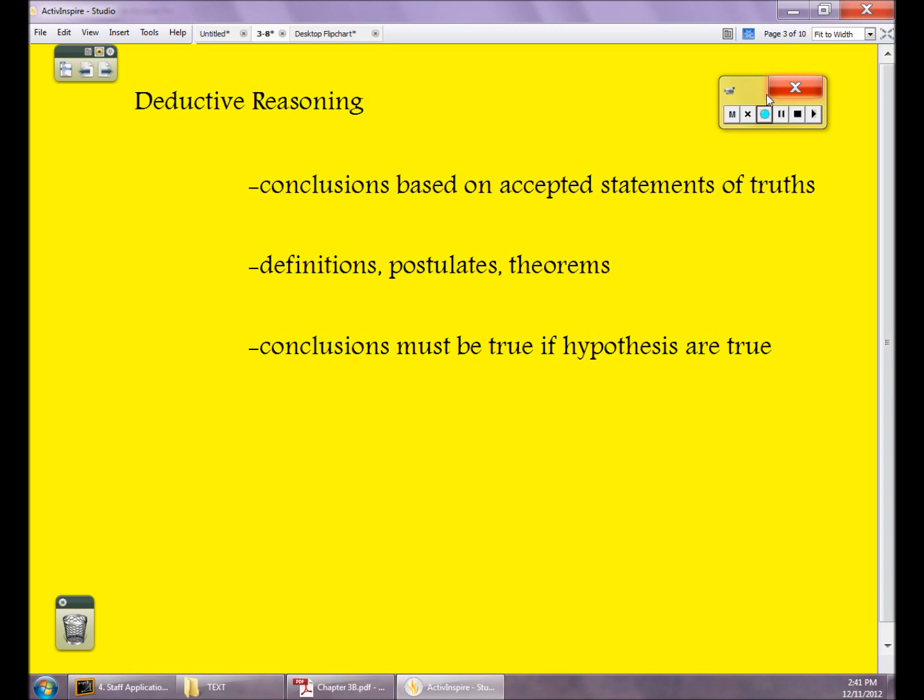Deductive reasoning is another type of reasoning. These conclusions are based on statements of fact or truths. We've talked about several things using deductive reasoning, including definitions, postulates, and theorems. I know that if I drop a heavy weight on my foot, from fact, my foot is going to be injured and then begin to hurt afterwards.